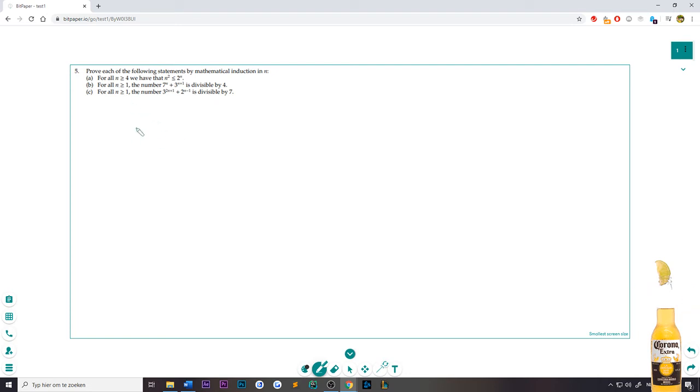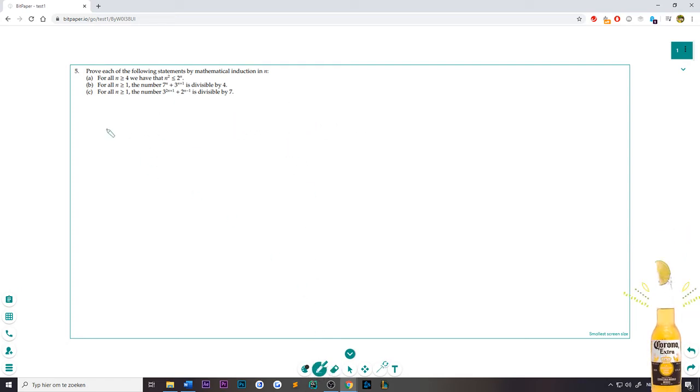Well, the base case n is 4, we can prove, right? So we have that 4 squared. This holds, right? Because this is basically saying 16 smaller or equal than 16, right? So base case holds. That's simple, I guess. But then now the inductive step.